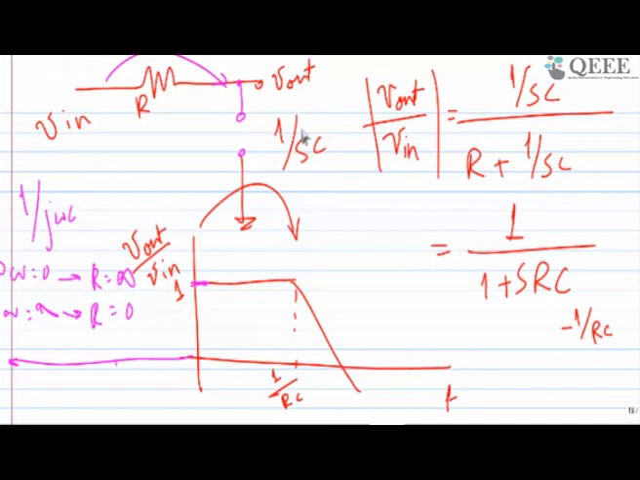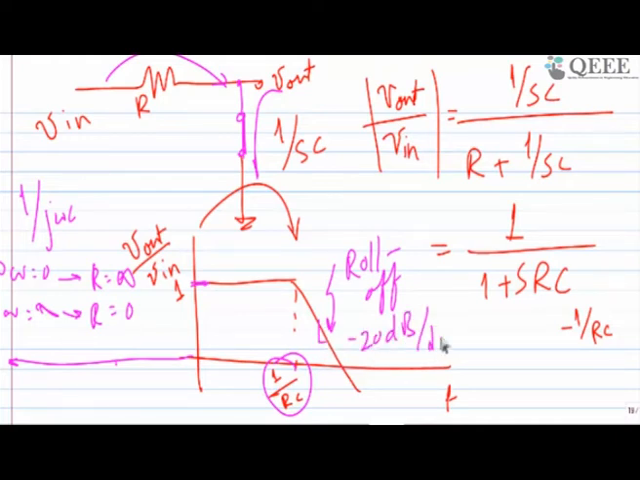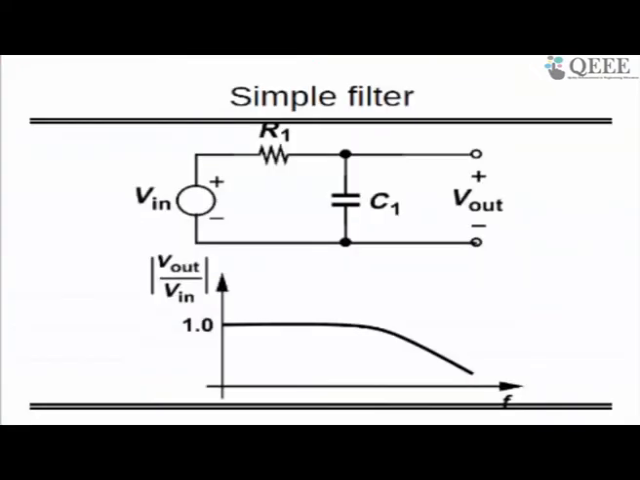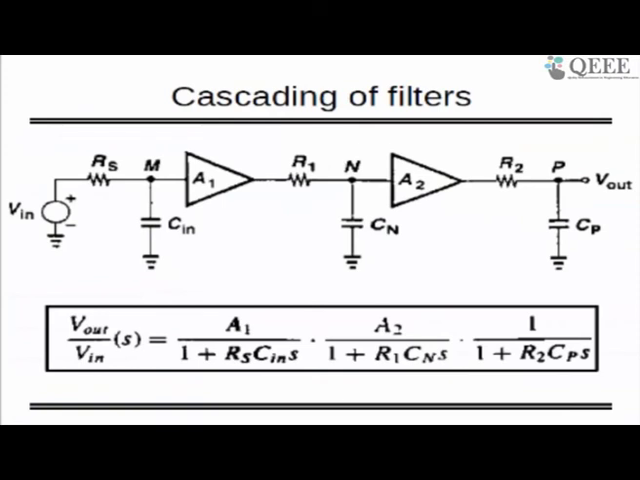But at high frequency this is shorted and V out has a direct path to ground, so it will go to 0. So you can do it this way also, and when this frequency becomes 1 by RC, thereafter there is a roll off and it tries to go to 0, with a slope of minus 20 dB per decade. This is what we have learned from the Bode plot. Okay, so this is an important thing to learn.